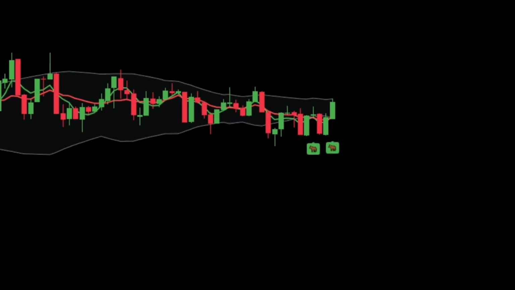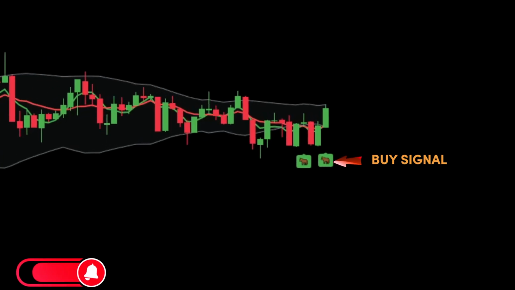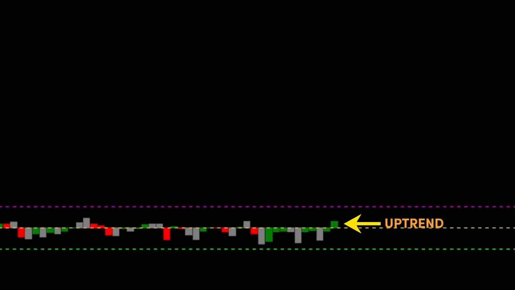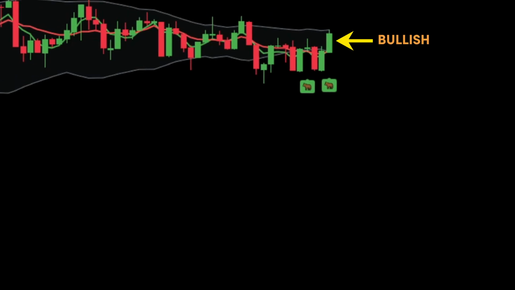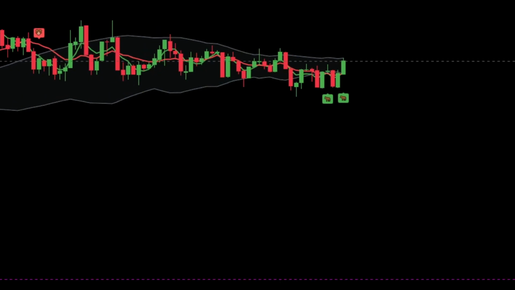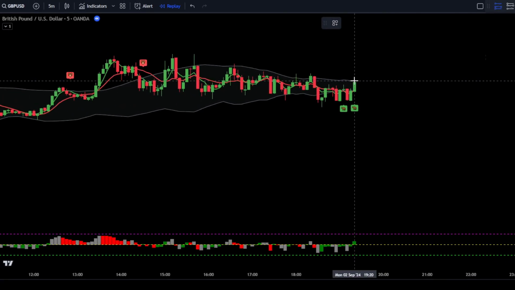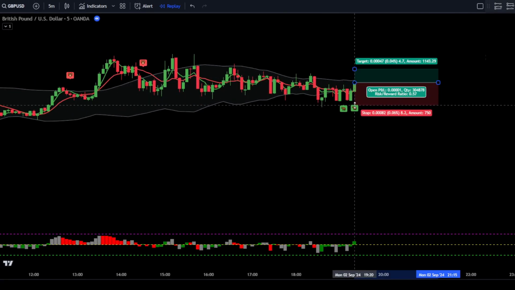How to place a buy order. If a buy signal appears from the PyramidCover indicator, you must confirm whether it is a valid buy signal. Make sure the BB reversal bar is above level 0. For the final confirmation, ensure that the candlestick formed is a bullish candlestick. If all conditions are met, you can place a buy entry after the bullish candlestick closes.